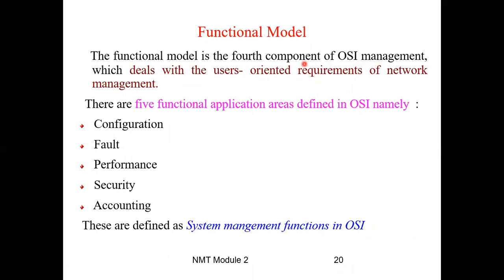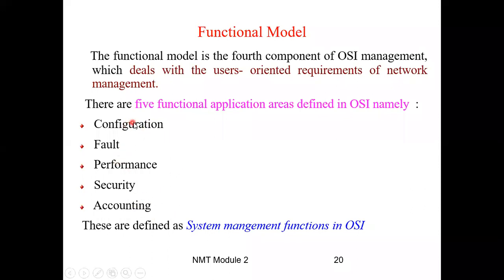It deals with the user-oriented requirement of network management. There are five functional areas defined by OSI: configuration management, fault management, performance management, security management, and accounting management. These are defined as system management functions in OSI. So for the functional model of OSI, if the question comes, you are explaining FCAPS. Remember, in the first chapter I showed you what configuration is, what parameters we deal with, fault management, performance, security, accounting.